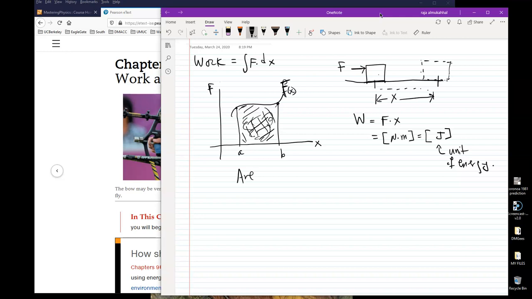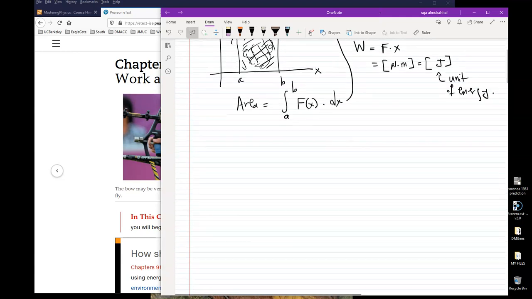Well, the area, if you remember from calculus, is the integral from A to B of the function F, which for this matter we call force, dx, which is basically what we are looking at here. So that's what it is. The work is the integral of the force dx.